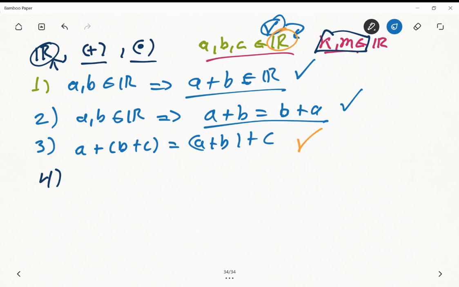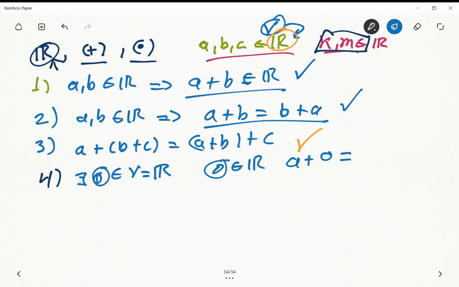Then the fourth axiom says there is the existence of the neutral element. That means that there exists a neutral element in the vector space, but in this case the vector space is just the real numbers, and this neutral element corresponds to the number zero. Why zero? Because it satisfies the axiom that a plus zero is equal to zero plus a, and this is just a again. So this is true for all the real numbers, so checked.